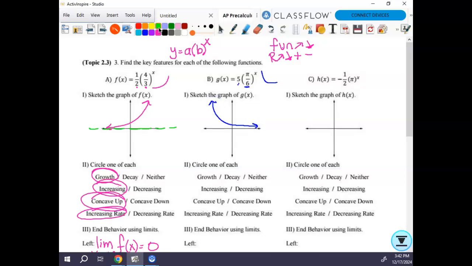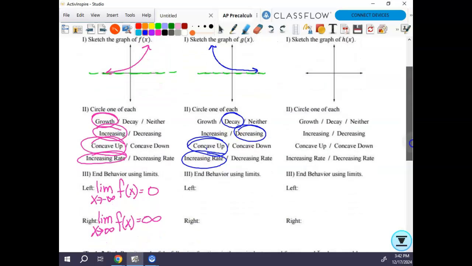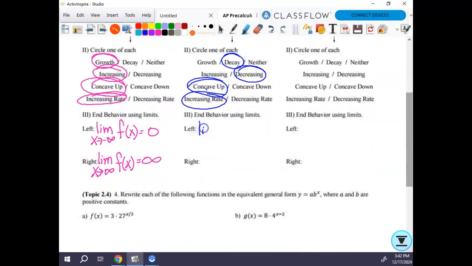And don't forget that you have an asymptote here. Okay, perfect. And so this is exponential decay. The function is decreasing. It is concave up. Since it is concave up, still we have an increasing rate. This is called g, so let's write these out. The limit as x approaches negative infinity of g of x equals, and the limit as x approaches infinity of g of x.